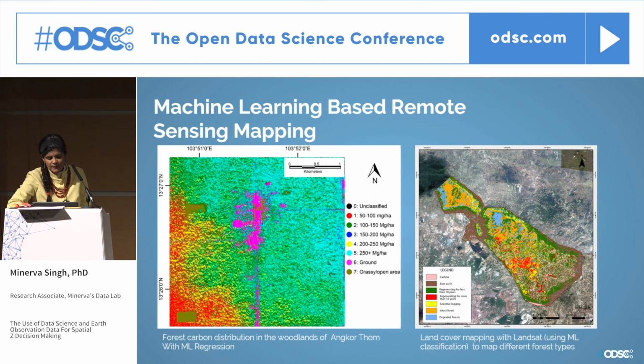On the right-hand side, I have the land cover mapping of a study area in Cambodia done with Landsat, and again, Landsat data were fed into a machine learning classification algorithm to map different forest types, and now we can actually, on the ground, evaluate and map the spatial distribution of different forest types and their concentration.